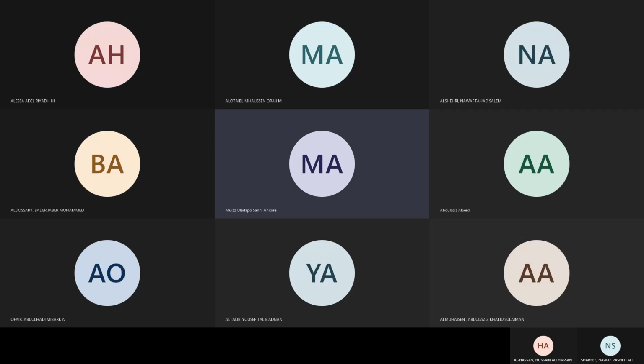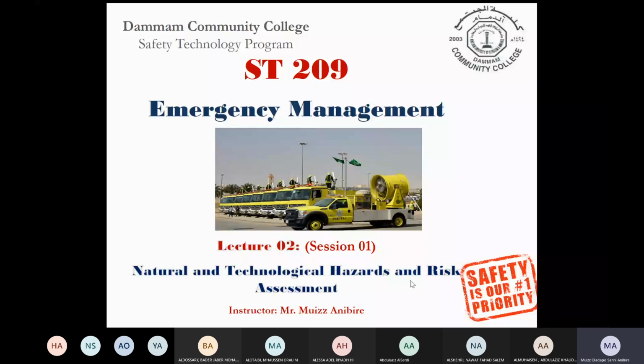Which is mostly about natural and technological hazards or disasters. You remember I told you in the last class that we have two types of disasters. This is the type of emergency, like what we discussed before. The two types, and that's what we're going to discuss in detail today. We have two types of disasters.